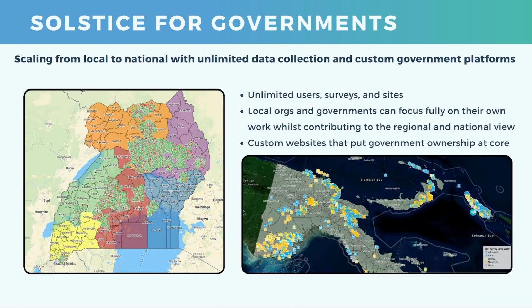Solstice can also be used at the governmental level, scaling from local to national level with our unlimited data collection offering and many established custom government platforms. In Solstice, you can get for free unlimited users, unlimited surveys, and unlimited sites, that is infrastructure mapping. The way we've designed the platform means that local organizations and governments can focus fully on their own work whilst contributing to the regional and national view if they want to. We also offer custom websites that can put government ownership at the core of a management process.